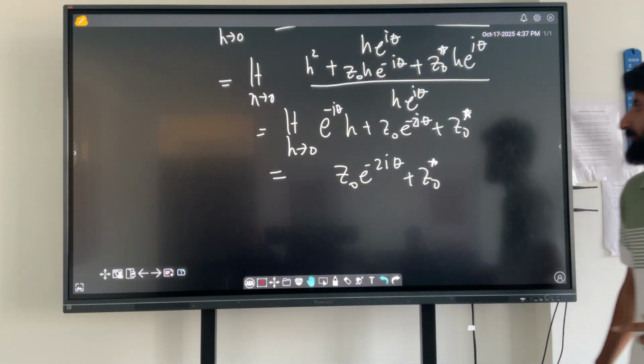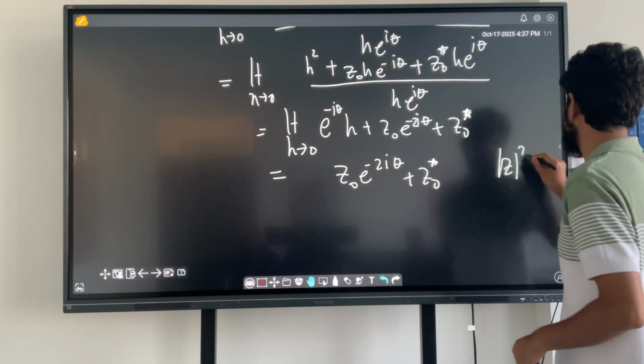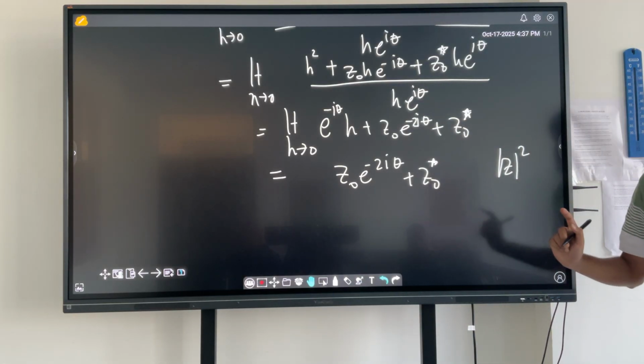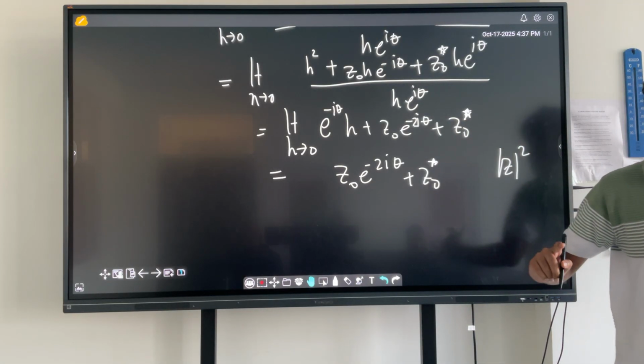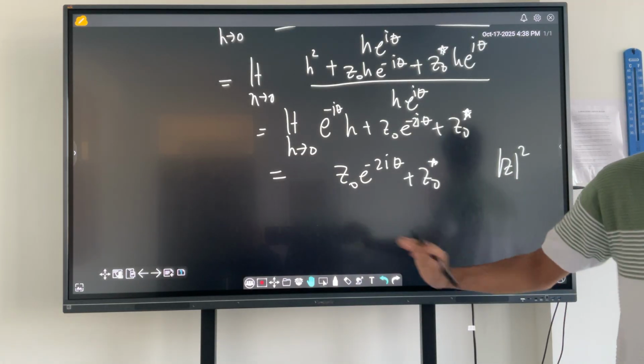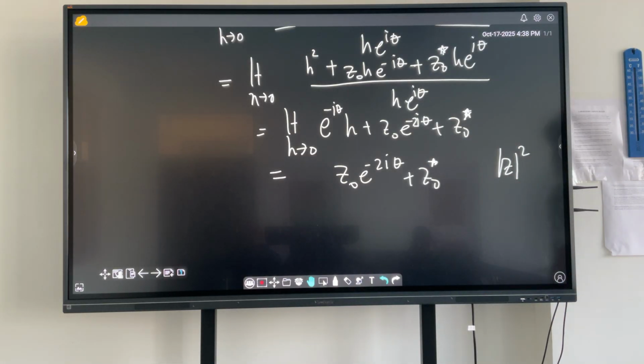So this function mod z square, is it complex differentiable at z equal to 0? Yes. At any other point? No, it's not. It depends on theta.